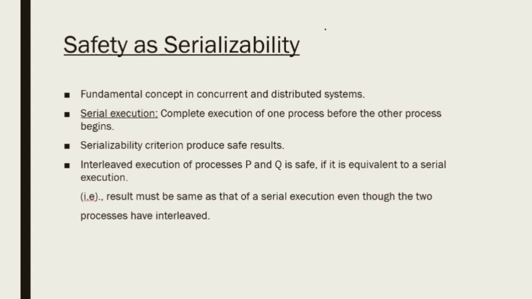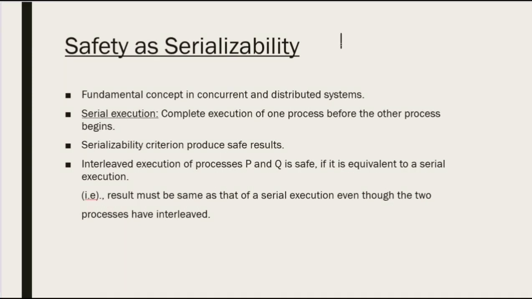First of all, let us see what serial execution is. It is the complete execution of one process before the other process begins, and this criterion produces safe results. Safe results means, let us take two processes P and Q. Even though their order of execution changes, like P after Q and Q after P, if both outputs are the same, then serializability is possible.